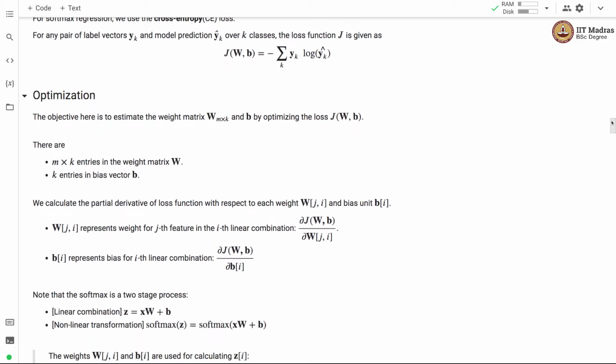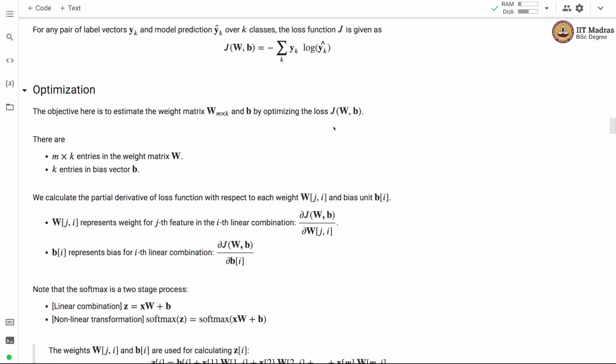Now the next step is to perform an optimization procedure to estimate the weight matrix W and bias vector B by optimizing the loss, which is J of W comma B. There are m times k entries in weight matrix W and k entries in bias vector B. We said that every class has its own set of weights and bias.